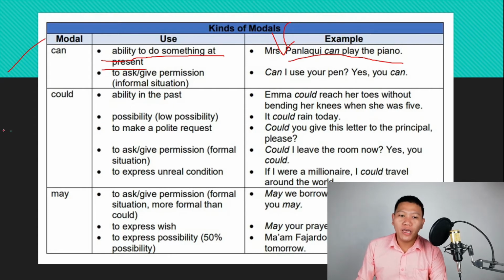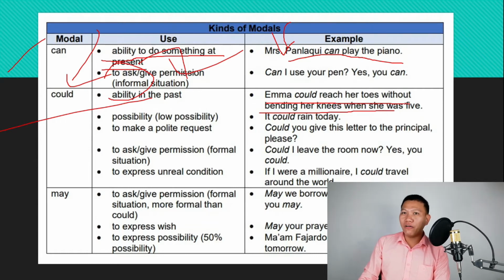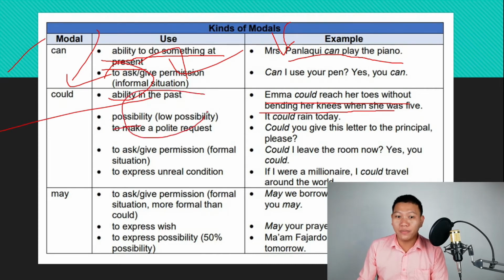Next is could. Could is the past form of the verb can. Also, it expresses ability, however, in the past. Emma could reach her toes without bending her knees when she was 5. Maybe now that she grew up, she could no longer do it. So it was an action, an ability that she could do in the past. Also, it expresses possibility, a low possibility. It could rain today. So there is a possibility, but just a minimal possibility, a low possibility.